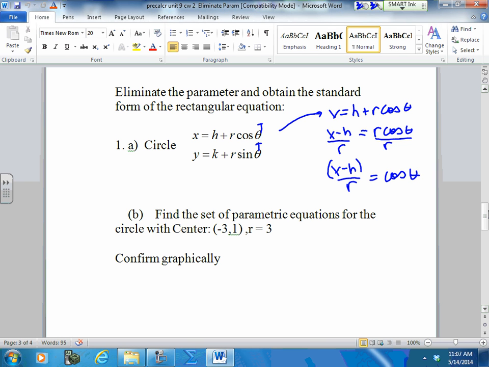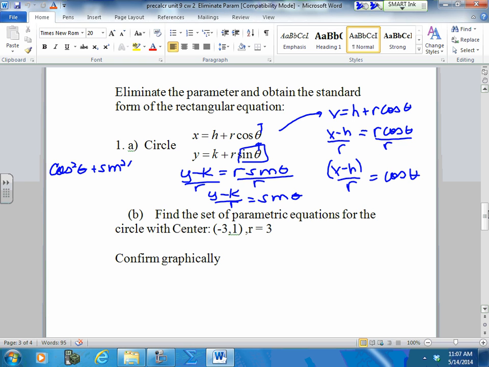Kind of looking similar. Now I'm going to come here and I'm going to do the same thing. Solve for sine. I'm going to subtract k. Whoops, there's my y minus k thing. Divide by r. Now when you have a sine and a cosine, you know your one identity, cosine squared plus sine squared, and it doesn't matter what order you put this in, equals 1. Because it's a plus sign, doesn't matter.